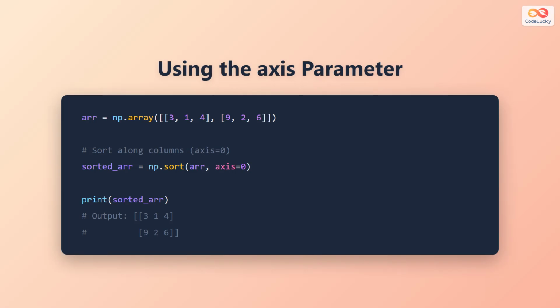You can control the sorting direction in multidimensional arrays using the axis parameter. When you set axis equals 0, np.sort will sort along the columns instead of rows. This compares elements in the same column position across different rows. In this example, setting axis to 0 sorts the values vertically within each column, giving you more control over how your two-dimensional data is organized.